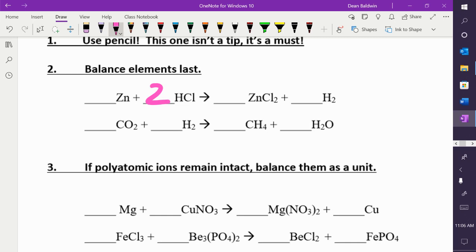All right. Next one. CO2 plus hydrogen goes to methane, that's methane, plus water. All right. What do you want to do?